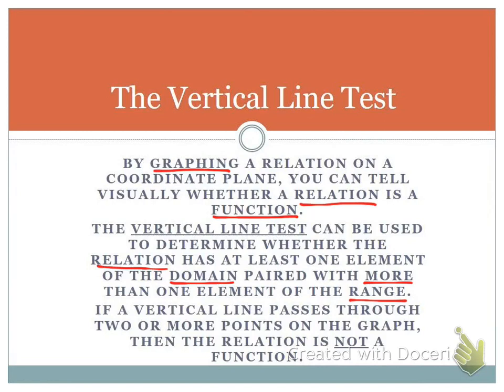If a vertical line passes through 2 or more points on the graph, then the relation is not a function.